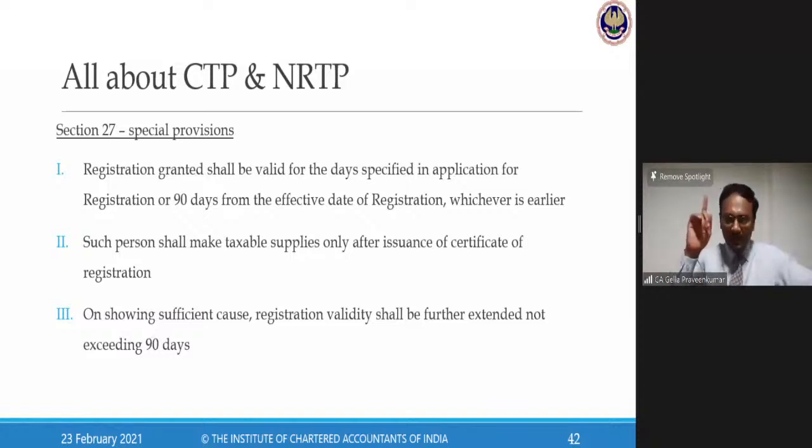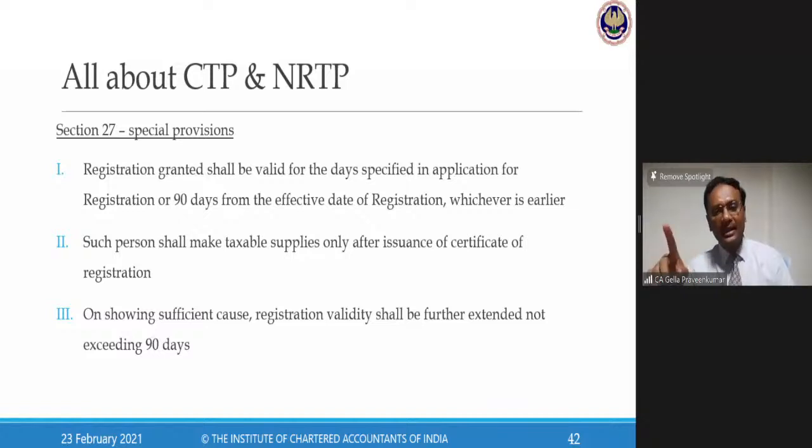When you make an application for CTP or NRTP, I'll give you the number of days mentioned in the application or 90 days, whichever is earlier. In my application, I want only 30 days. Though the law says 90 days, I'll give you validity for 30 days. No, sir, I want beyond 30 days. Maximum 90 days I can give you. So the officer says, I'll give you 90 days.